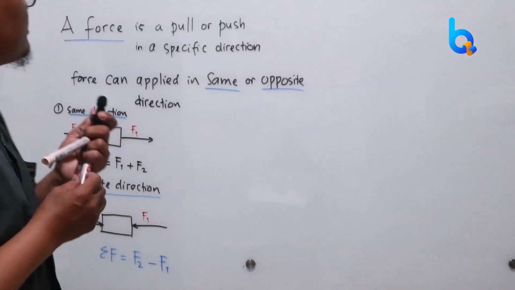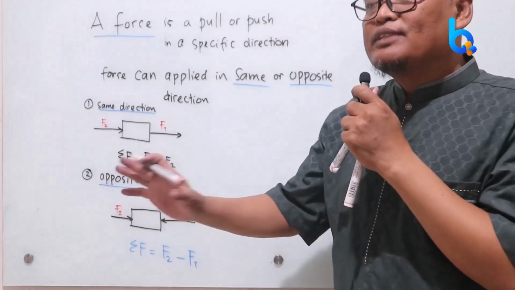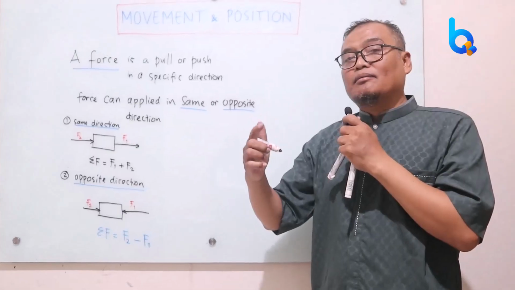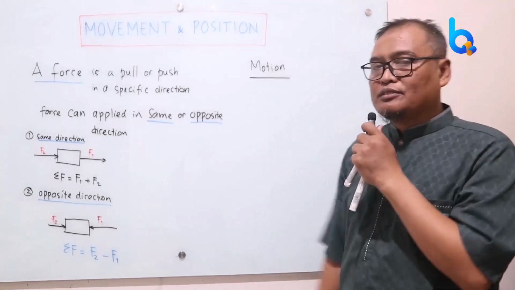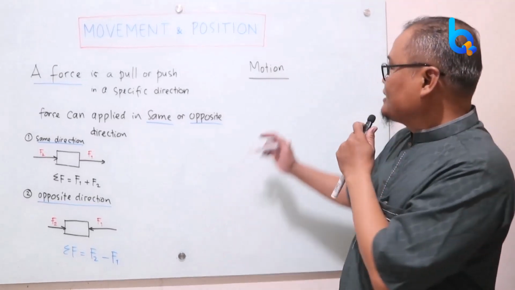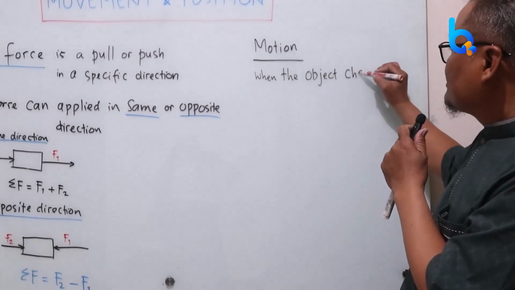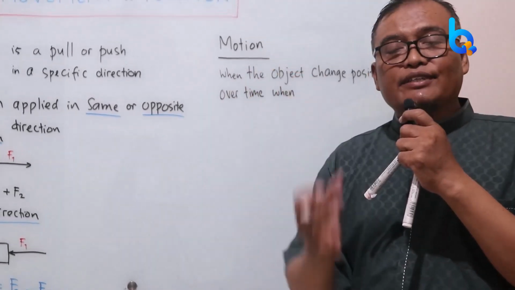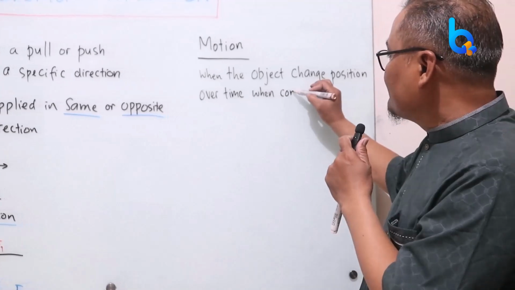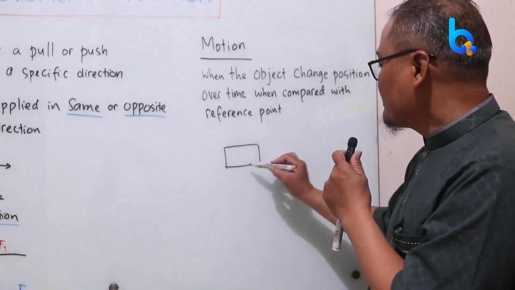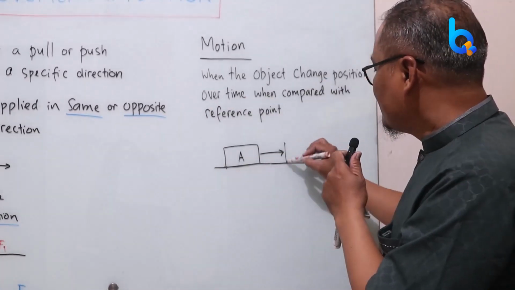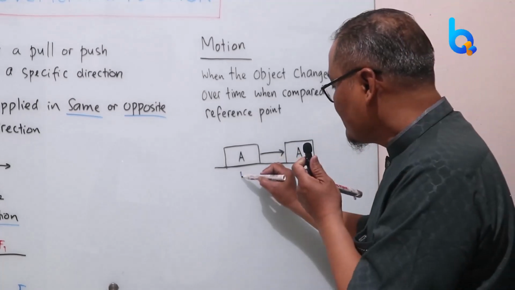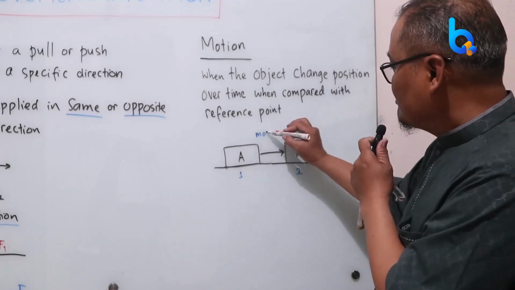Okay. Next, I want to explain about motion. When an object is applied by a force, the object will move, or be in motion. So what is motion? Motion is when an object changes position over time when compared with a reference point. Like this, the object in position 1, when you apply a force, moves to another position, position 2. This means motion.